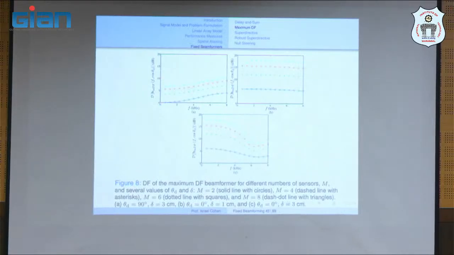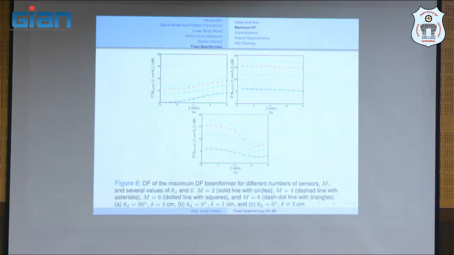So if you compare the directivity factor obtained with this beamformer that maximizes the directivity factor, for a certain number of sensors, 2, 4, 6, 8, to the directivity factor obtained with the Delay-and-Sum, which one will produce a higher directivity factor? The Delay-and-Sum or this beamformer? Of course, this beamformer, because we obtained it based on this performance measure. It maximizes the directivity factor.